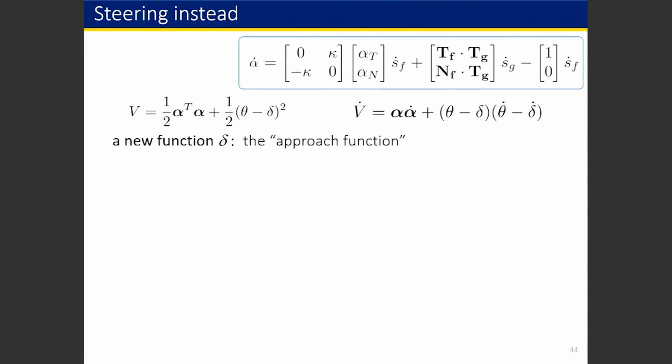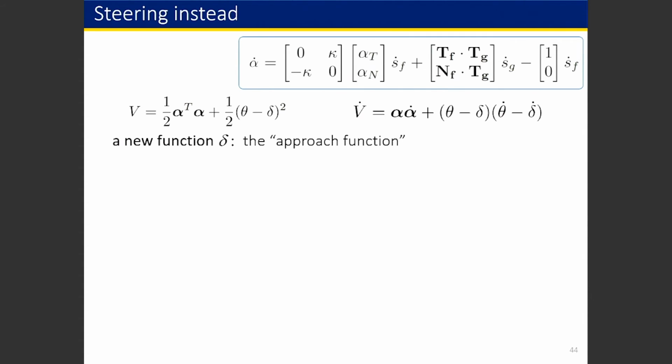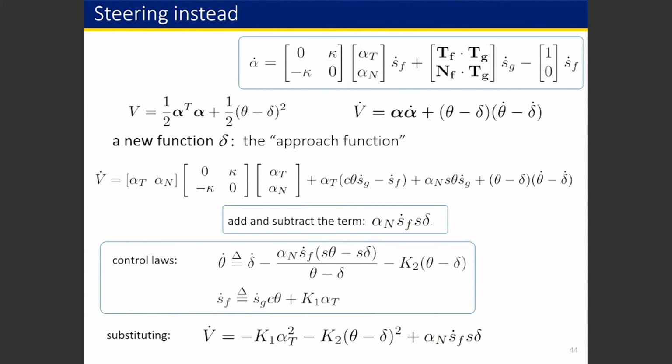So here, define my control Lyapunov function in terms of my error vector measure numbers and a heading error, which I'm going to define as theta minus delta, where delta is an approach function. This describes how I'm going to steer, how I'm going to reduce that error vector in the normal direction, alpha n, as a function of path length. So this approach function, I'll introduce a little bit more, but delta, it's a relatively simple idea.